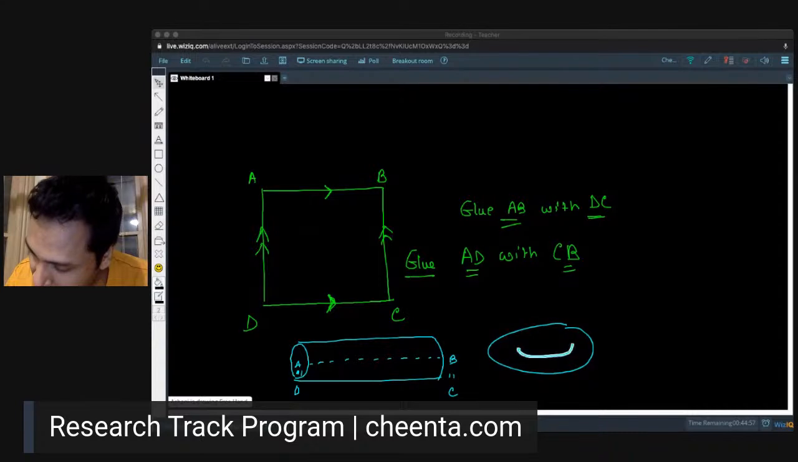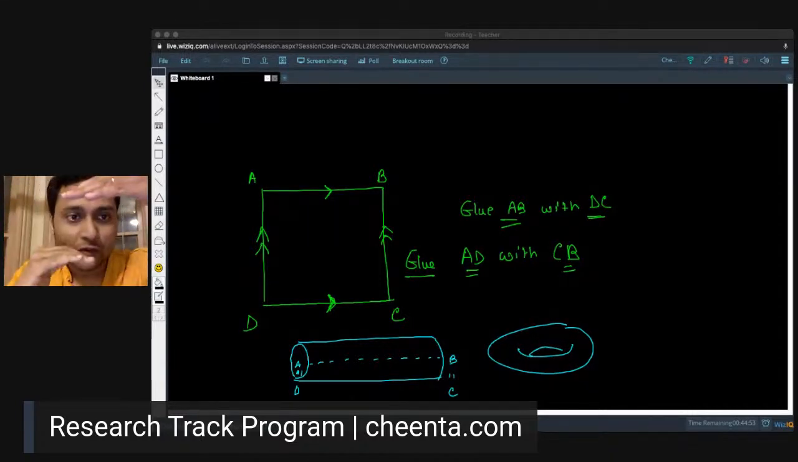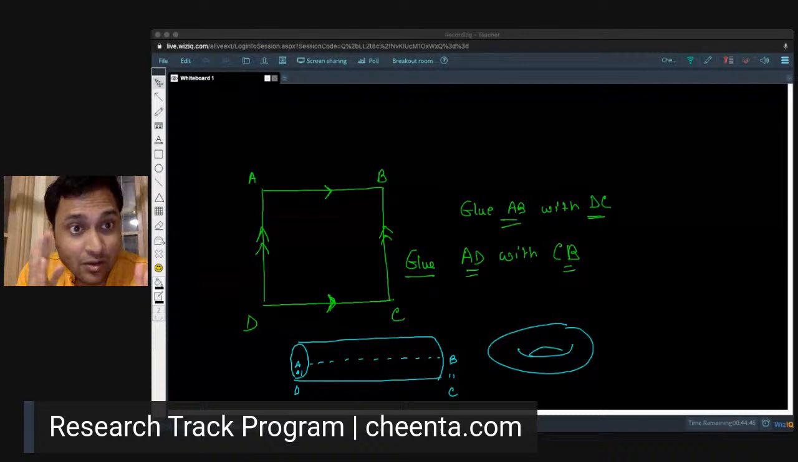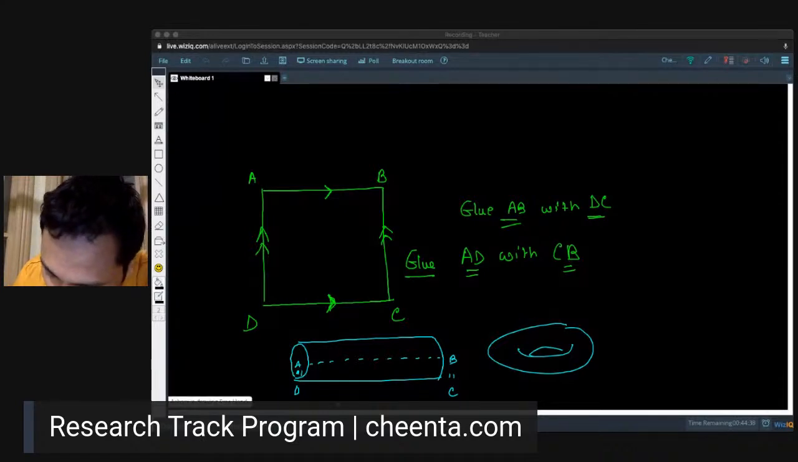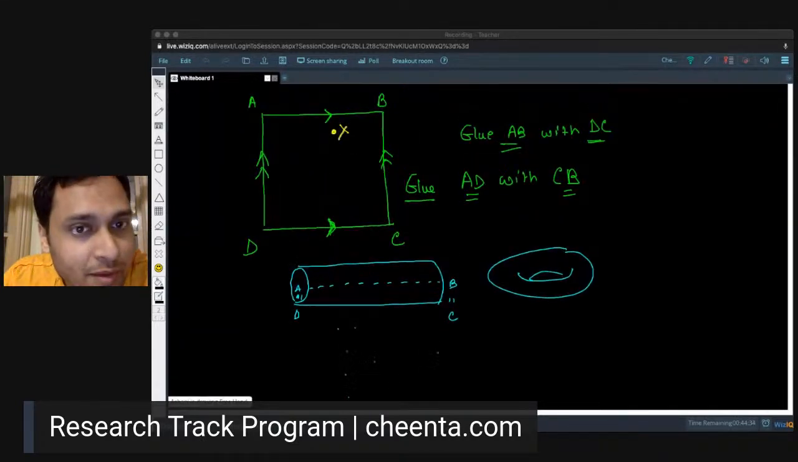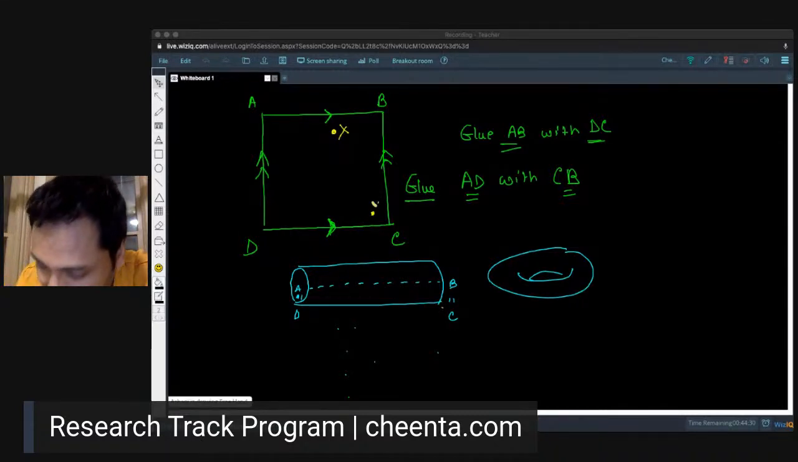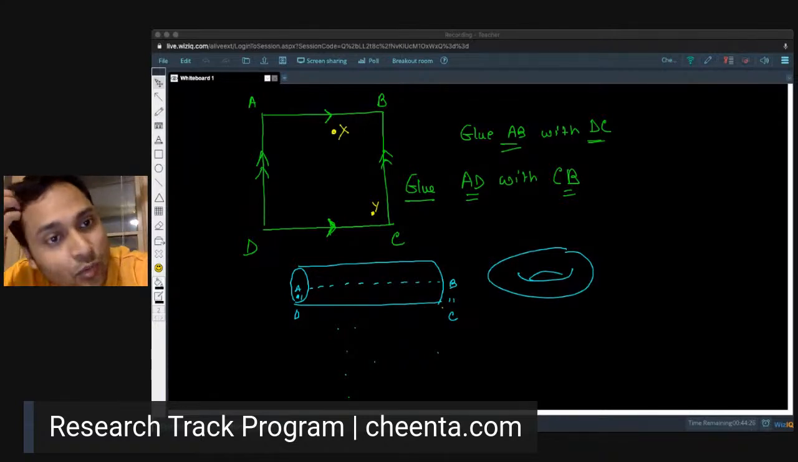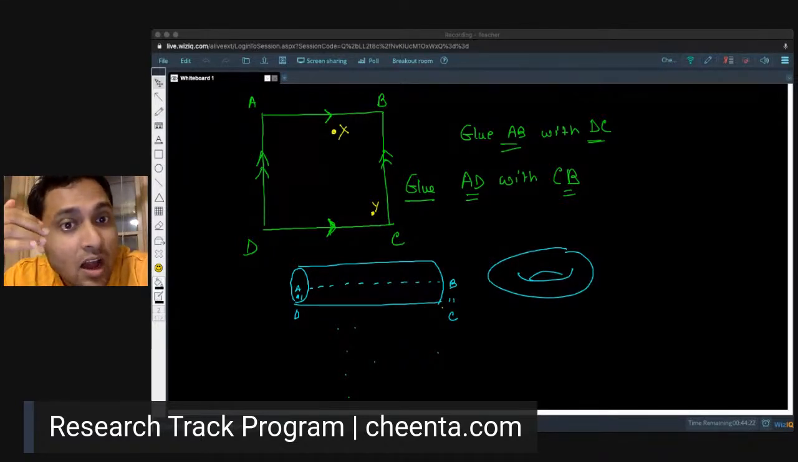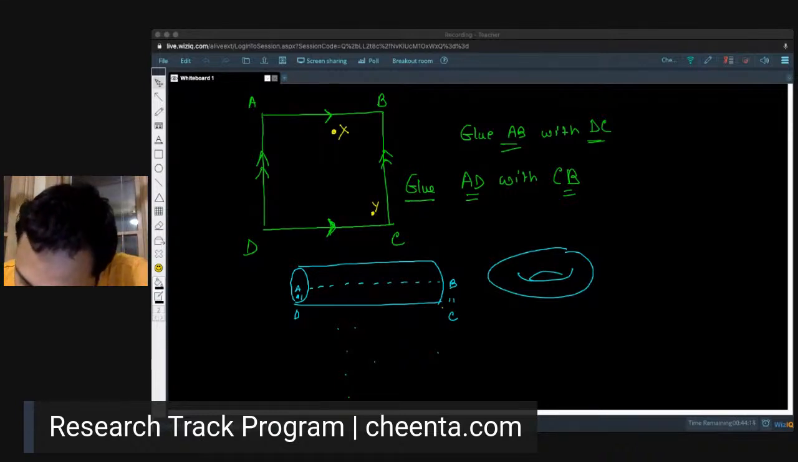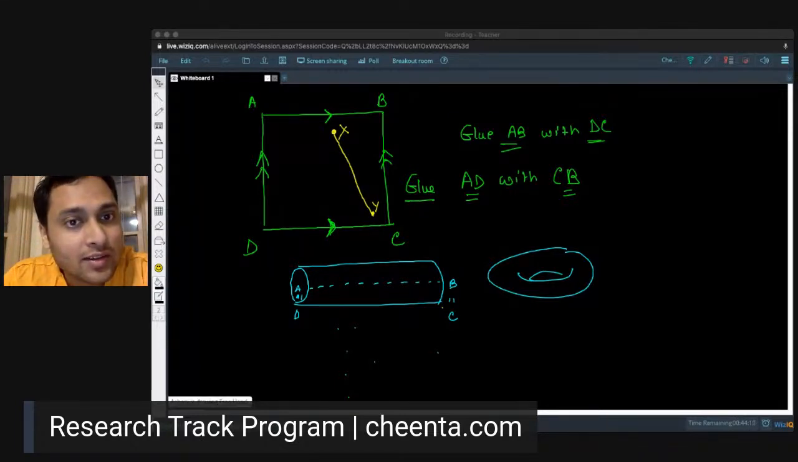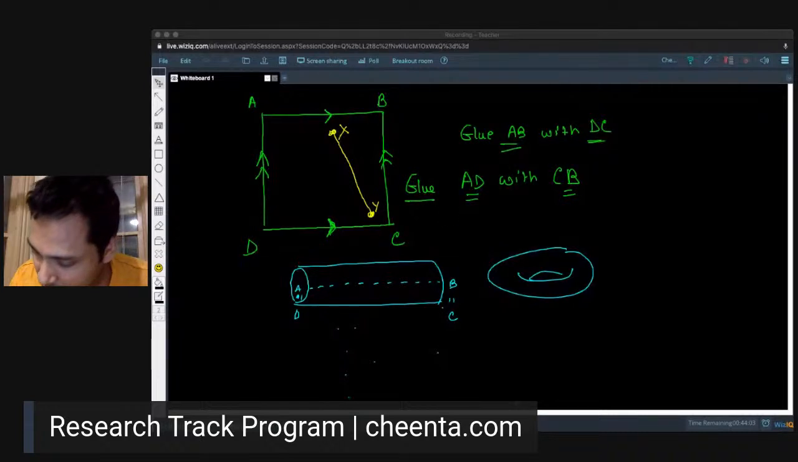You should be able to think about this in your mind, that you first fold the paper. Maybe it's made out of rubber. It's a rubber sheet. So you glue AB with DC and you glue AD with BC. So you now have this kind of a torus. Now suppose you are on this point X on this square sheet of paper, and you want to go to the point Y. The question is, how will you go from X to Y? One thing you can do on the square sheet of paper is draw a straight line from X to Y, and that is definitely one path.